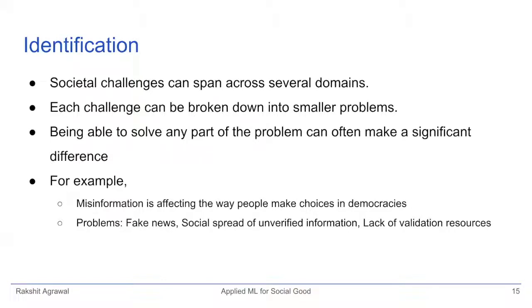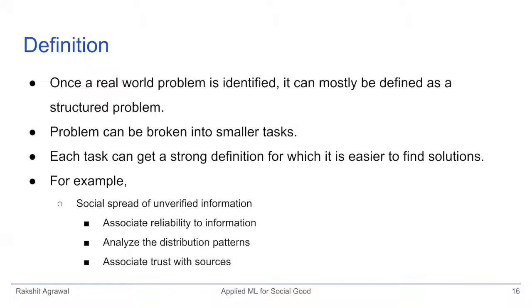But if I can control fake news, detection of fake news content, the social spread of unverified information, if I can control that small space, or maybe I see there's a problem that is the lack of validation resources. So you can break a real challenge into several problems. Then you can define tasks. Once a real world problem is defined, you can structure it into a solvable problem. You can then build your machine learning objective: this is what my problem is going to look at, this is the data set that I would need. And you now have a definition, you have a structure.